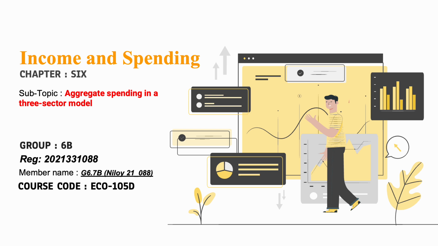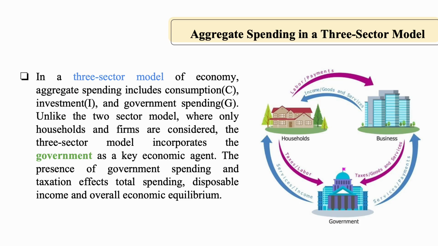Welcome to today's video where we dive into the concept of aggregate spending in a three-sector economy. We will break down the components, equations, and real-world implications of this model. So let's get started. In economic models, we often start with a two-sector model, which includes only households and firms. However, the three-sector model expands this by introducing government spending. This inclusion significantly affects the economy by impacting aggregate demand, disposable income, and overall equilibrium.